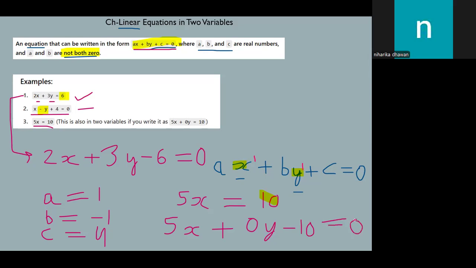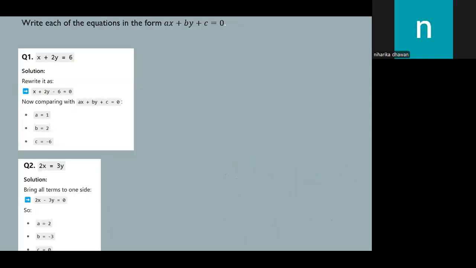So we have obtained a linear equation in two variables of the form ax plus by plus c equal to 0. Let's do some questions based on linear equations in two variables. We will do just those questions which are based on the general definition of linear equations in two variables. So let's get started. Write each of the equations in the form ax plus by plus c equal to 0.